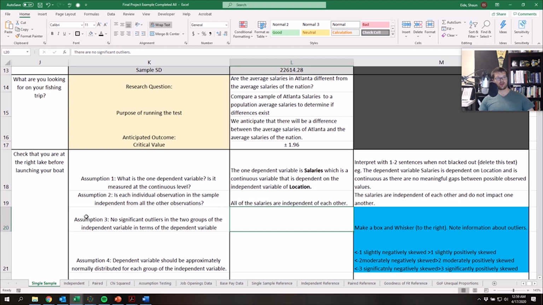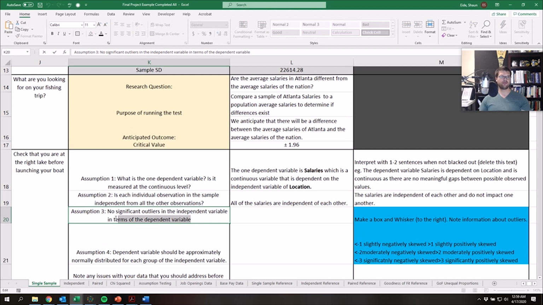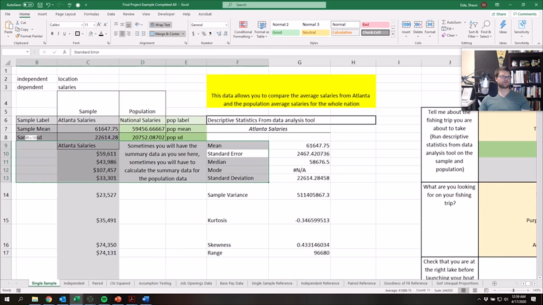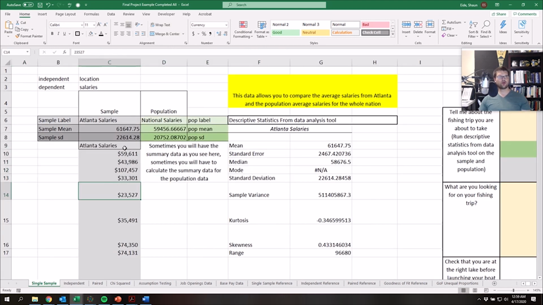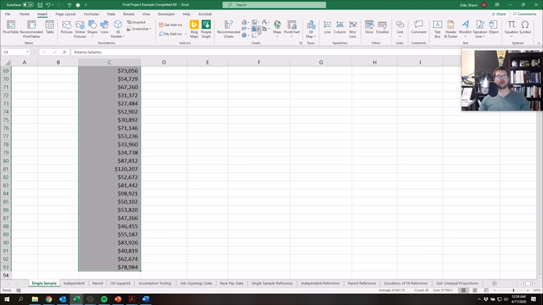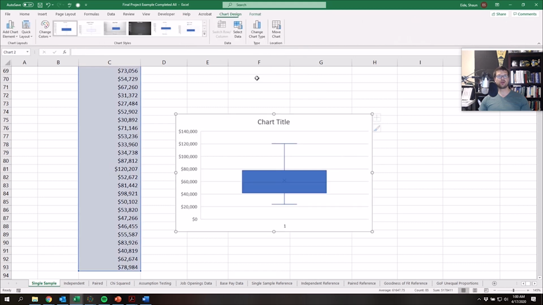Next, we're going to say assumption 3 is there's no significant outliers in the independent variable. In order to determine this, we're going to make a box and whisker chart. So we're going to highlight all of this, and then we're going to go to Insert, and then click on this little thing that looks like a histogram, and it should come down here, and it says Box and Whisker.